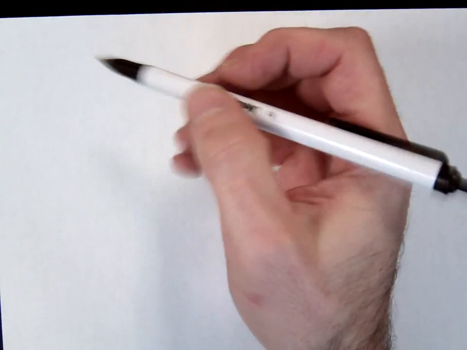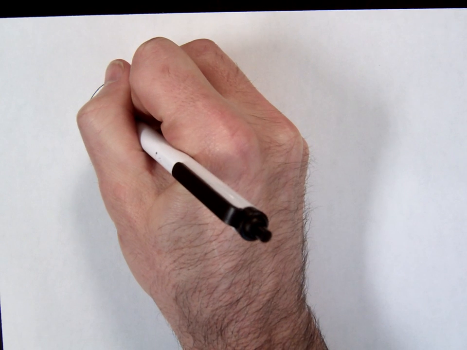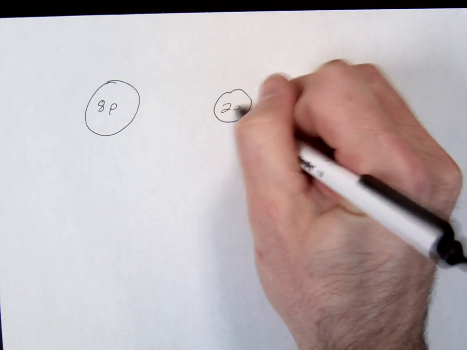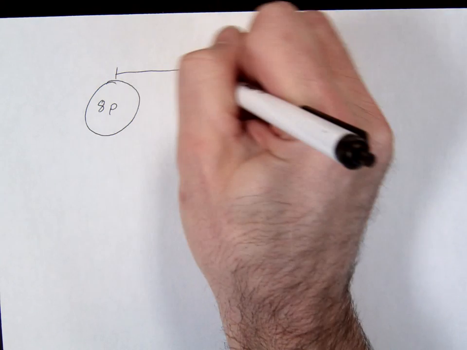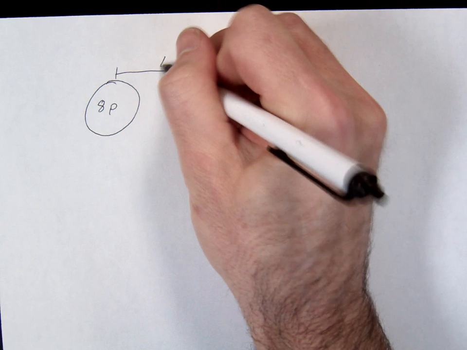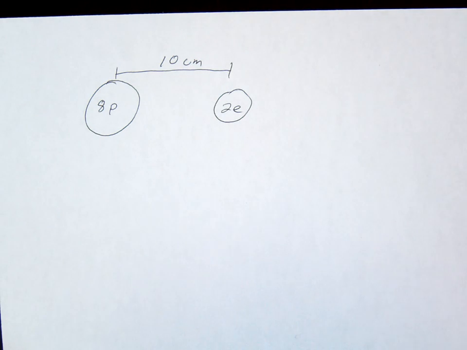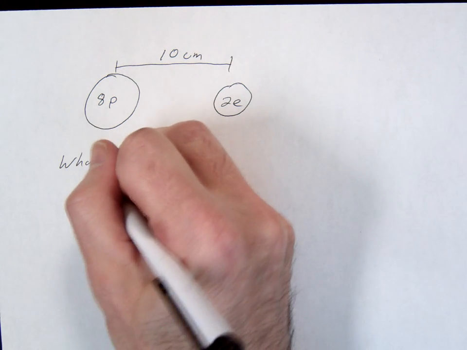Okay, so let's keep going. Let's try this problem. We said this was 1, 2, 3, 4, 5, 6, 7, 8, right? 8 protons. And we said this was 2 electrons. And let me just give you a distance here. Let's say we'll just use a nice 10 centimeters. So let's just do a quick calculation and find out the force between the two.